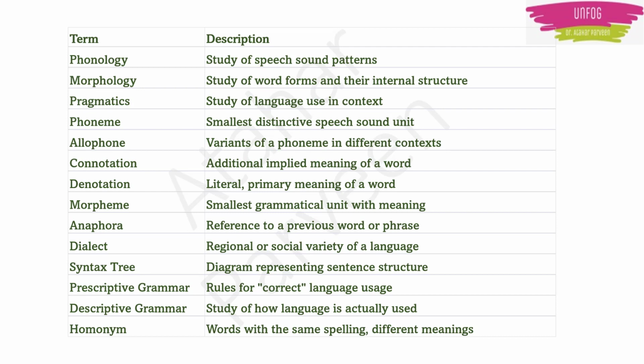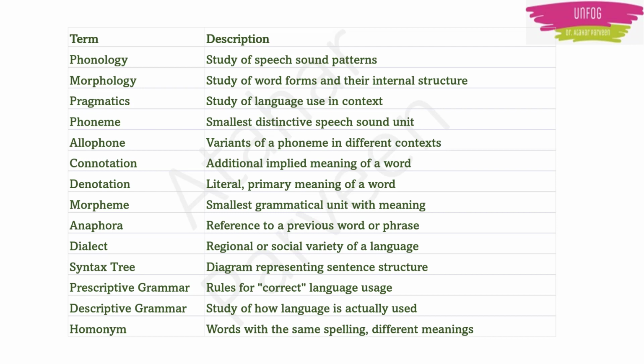Like phoneme, we have morpheme. It is the smallest grammatical unit with meaning. Then anaphora: a reference to a previous word or phrase. Dialect means a regional or social variety of a language. Then syntax tree: a diagram with which we can represent the structure of a sentence.